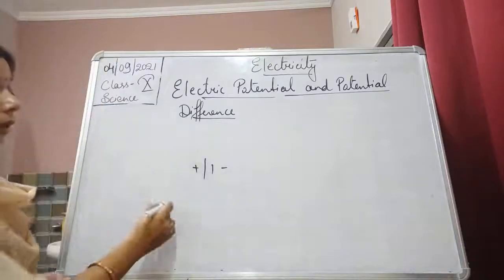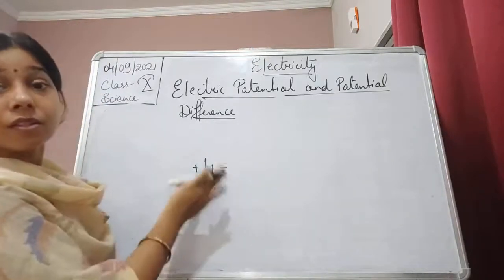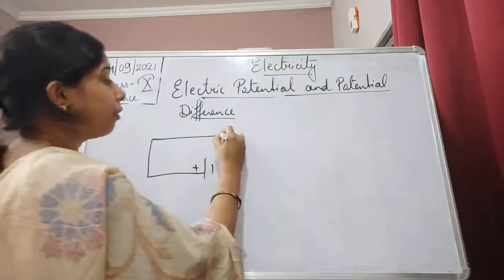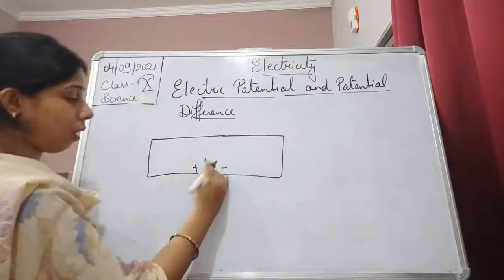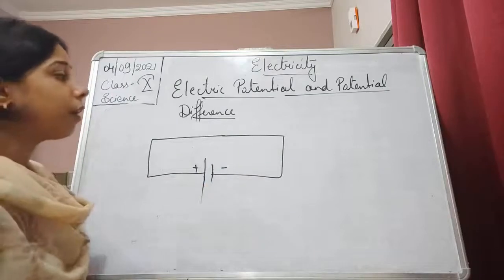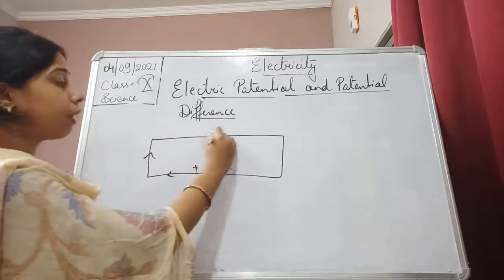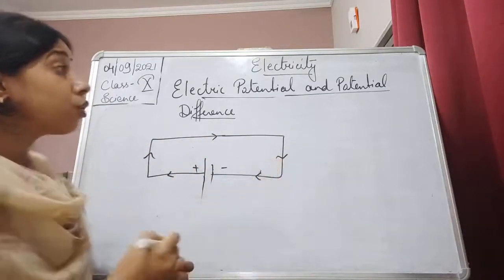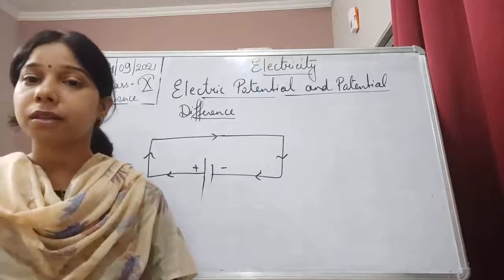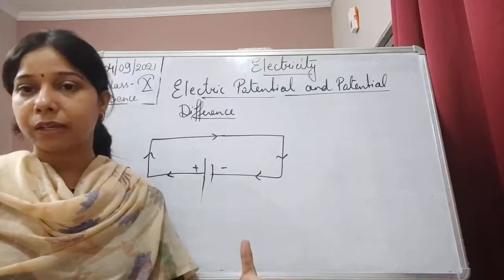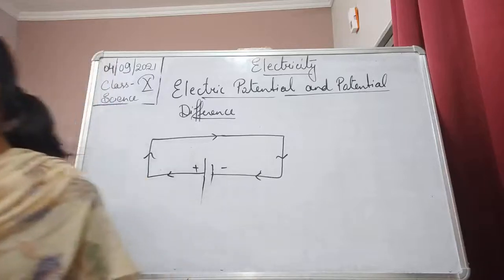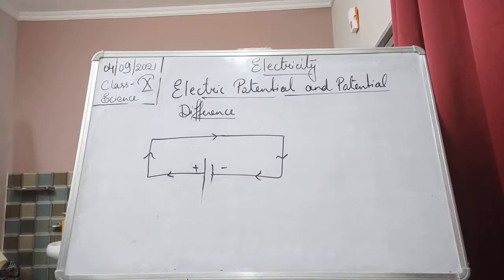Okay, because of this difference only, the current is able to flow through the wire. Because of the difference only, we are able to make the electric current move through the wire. So this is our difference, this is our potential difference. And since there is a movement of electric charges involved, it is called electrical potential difference.